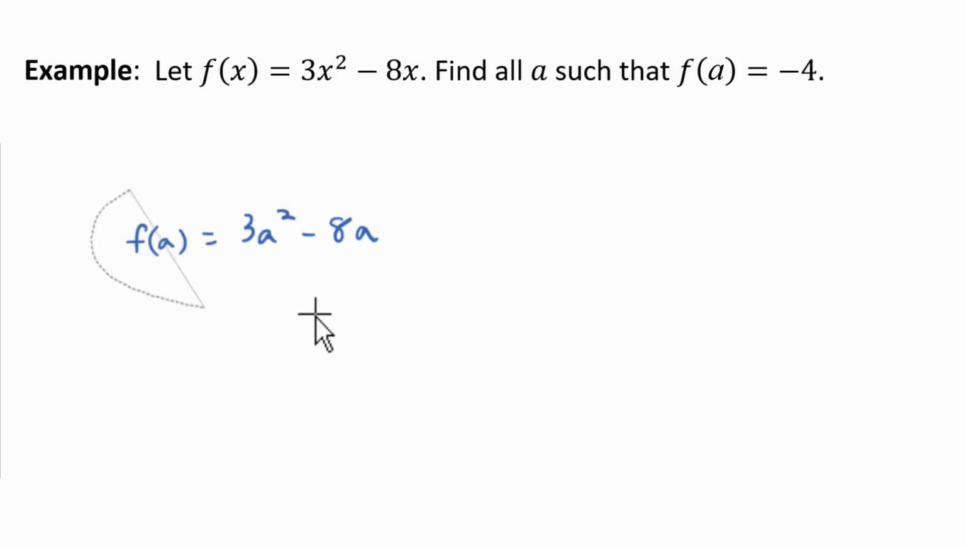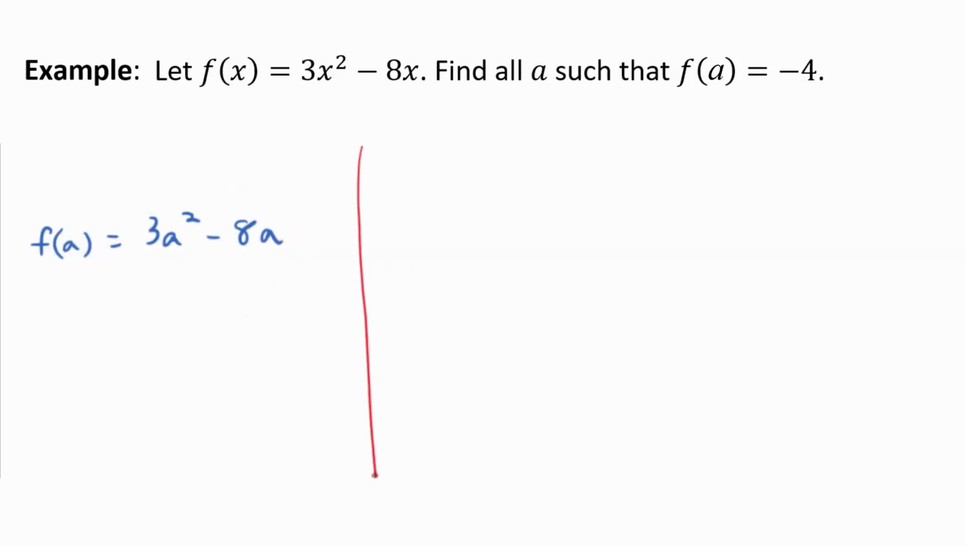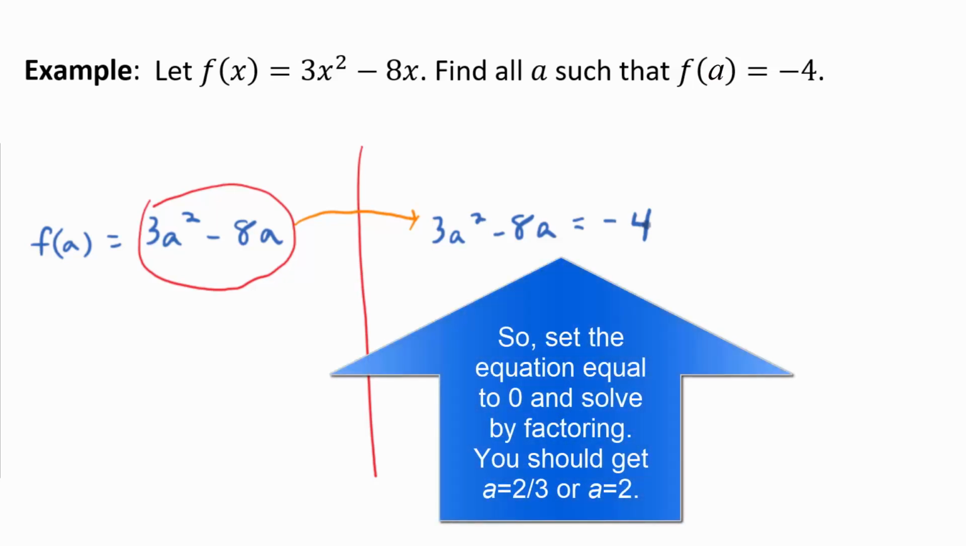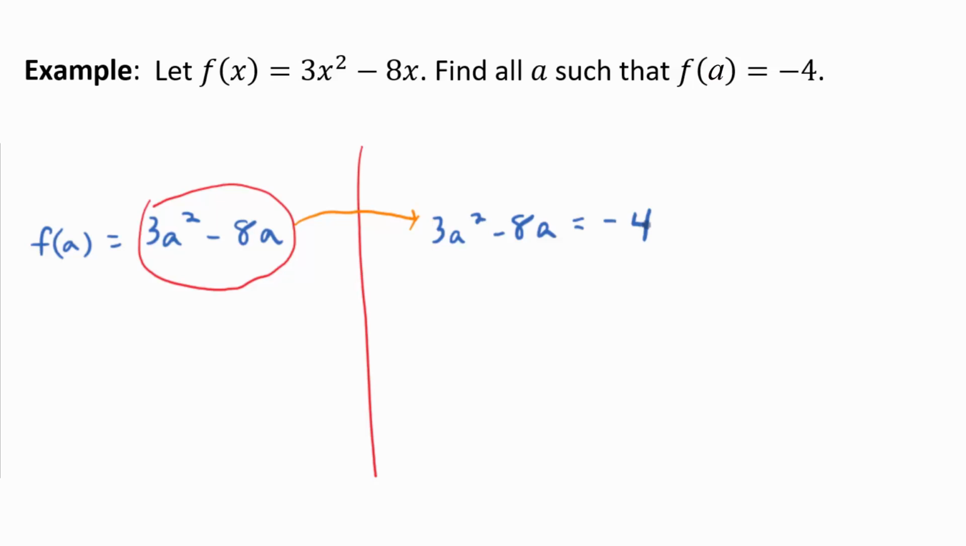Okay, so then what are we saying here? Well, if f of a equals negative 4, then couldn't we just replace f of a with its formula and say that 3a squared minus 8a equals negative 4? Yeah? And then from there you could solve that. Now it looks just like the other examples. You're going to get two solutions here, and those are the two input values that would make f equal to negative 4. That's all it is.